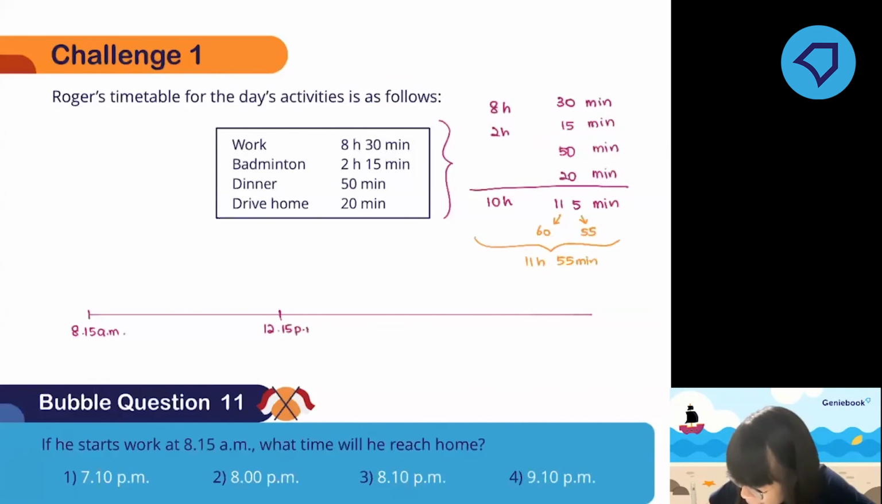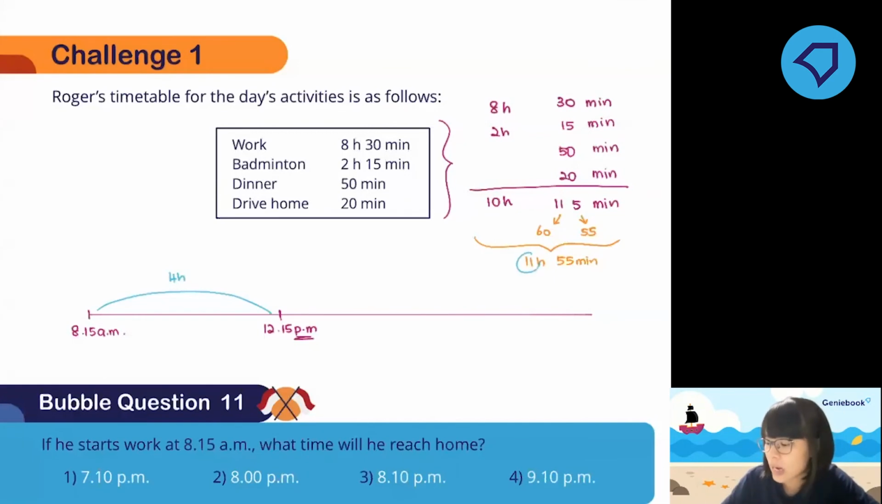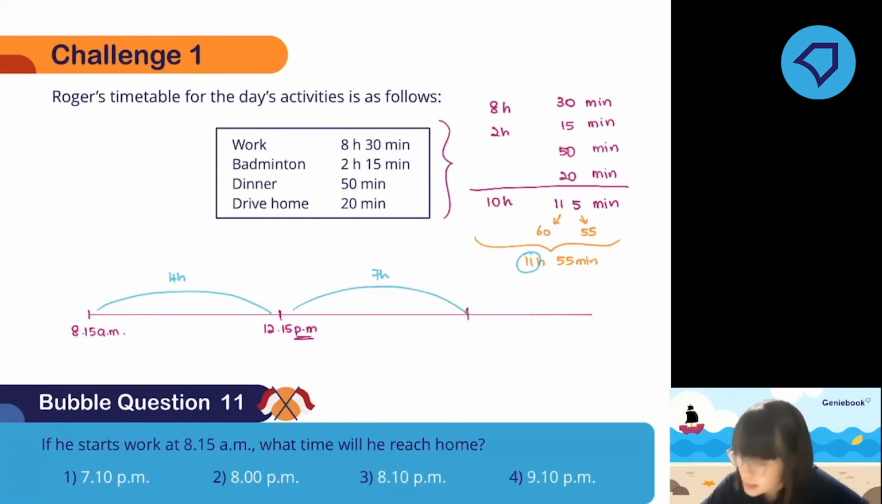After 12 o'clock, this is when you change to PM. So from 8:15 to 12:15 is 4 hours, okay? We have 11 hours, means we need to move another 7 more hours over here. So 4 plus 7 is equals to 11. So 7 hours later, can you tell me what time? From 12:15, 7 hours later, what time would that be?